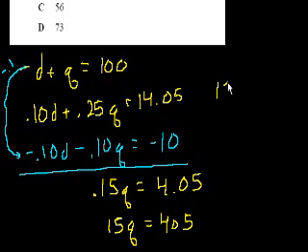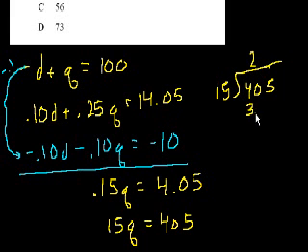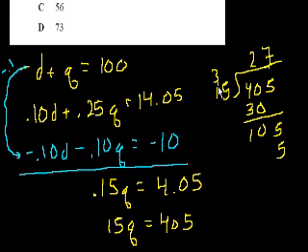And so how many times does 15 go into 405? 15 goes into 40, what, 2 times? 2 times 15 is 30. Get a 10, 105. 15 goes into 105 7 times, I think. 7 times 5 is 35. 7 times 1 is 7, plus 3 is 10, right? 27. So Q is equal to 27. So Marcy has 27 quarters. Anyway, see you in the next video.